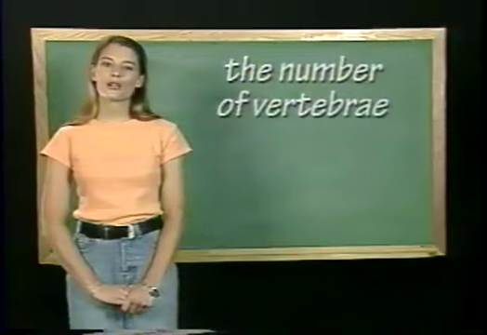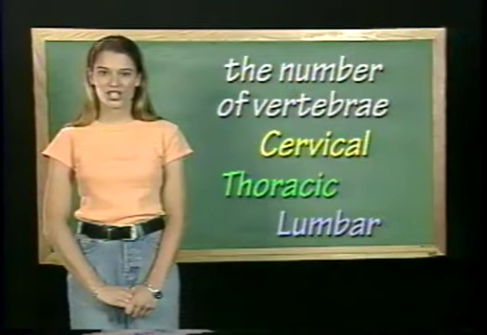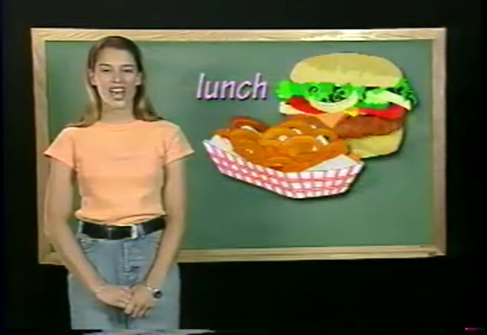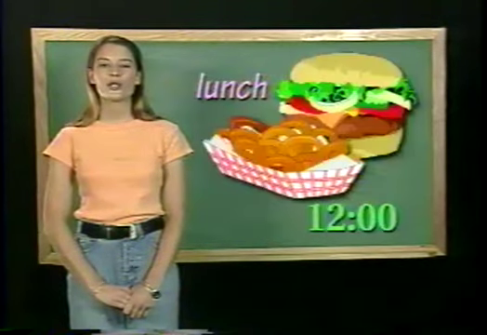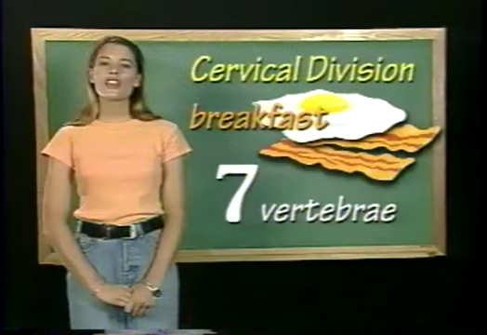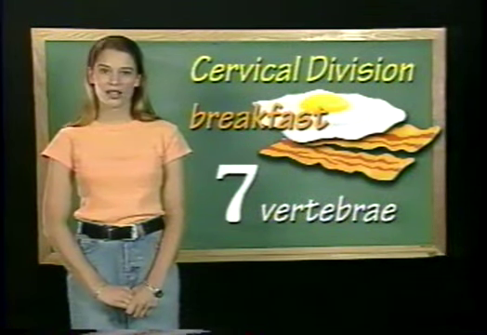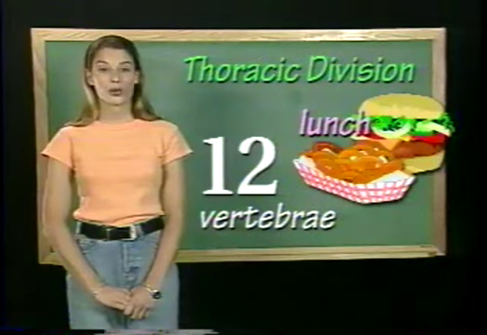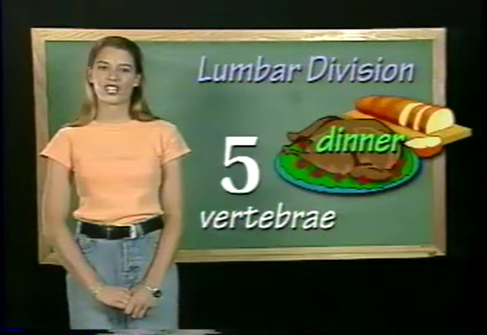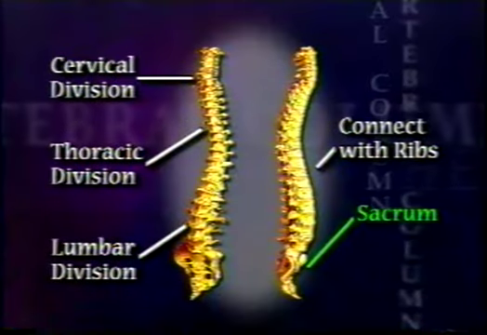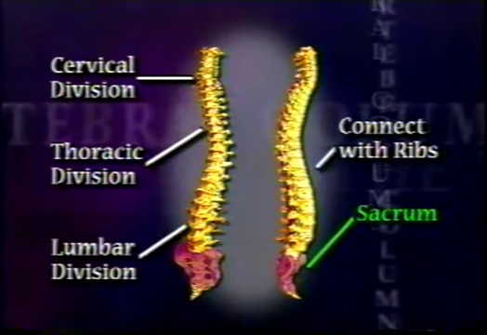To remember the number of vertebrae in these first 3 sections, think of the times most normal people eat breakfast, lunch, and dinner, 7 a.m., noon, and 5 p.m. Think of the cervical division as the breakfast division, with 7 vertebrae. The thoracic is lunch with 12, and the lumbar is dinner with 5 vertebrae. Pretty helpful, huh?